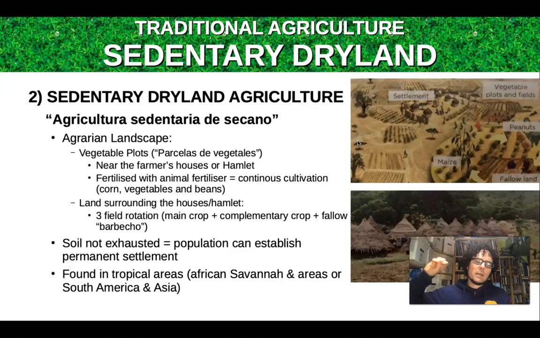Por otra parte, on the other hand, we have the land surrounding the houses. That is cultivated with a three-field rotation system. Okay? In one year, one of these fields has a main crop, the second one a complementary crop, and the other one is left fallow without cultivating in order to renew that land. And this system rotates each year.